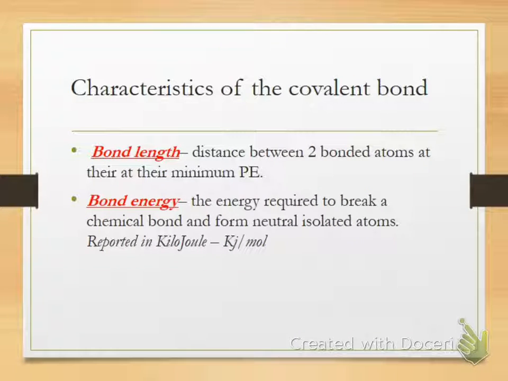The bond length, which is on the next page, is the distance between two bonded atoms at their minimum potential energy. And then your bond energy is the energy required to break that chemical bond and form isolated atoms. So bond energy is how much energy it would take to break the bond. Okay?